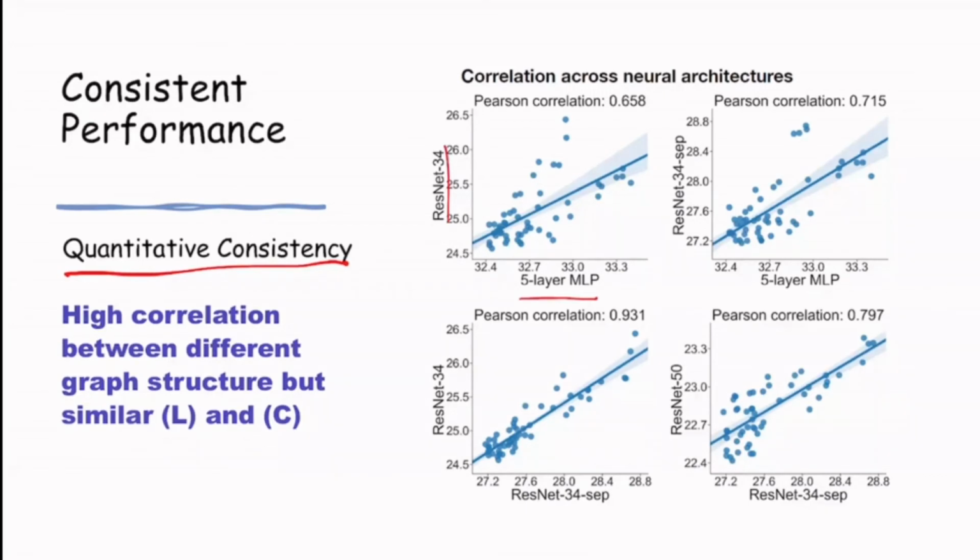They did the same thing over and over again, and they plot this chart. What they find is that even though the graph structures are different, as long as they have similar average path lengths and similar clustering coefficients, the Pearson correlation, which is shown above the graph, is at least 0.7 or above. This means there is a strong correlation between two different graph structures as long as they have similar clustering coefficients and average path lengths. So this is the quantitative consistency.